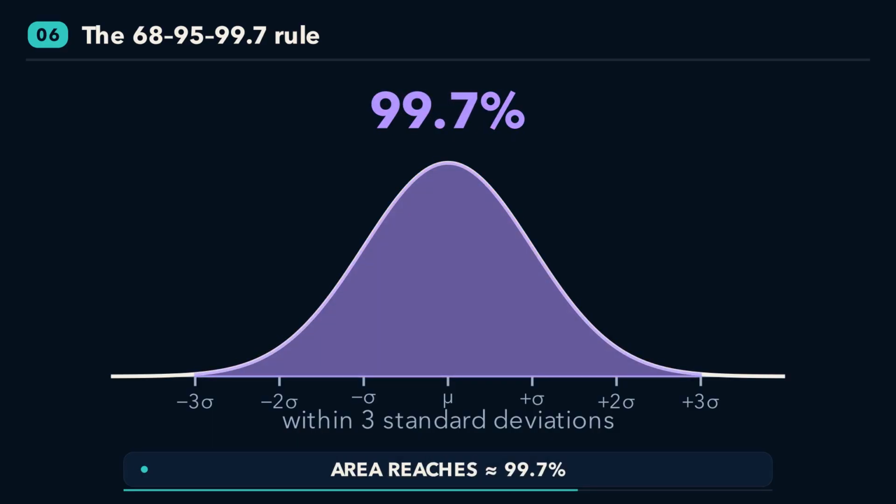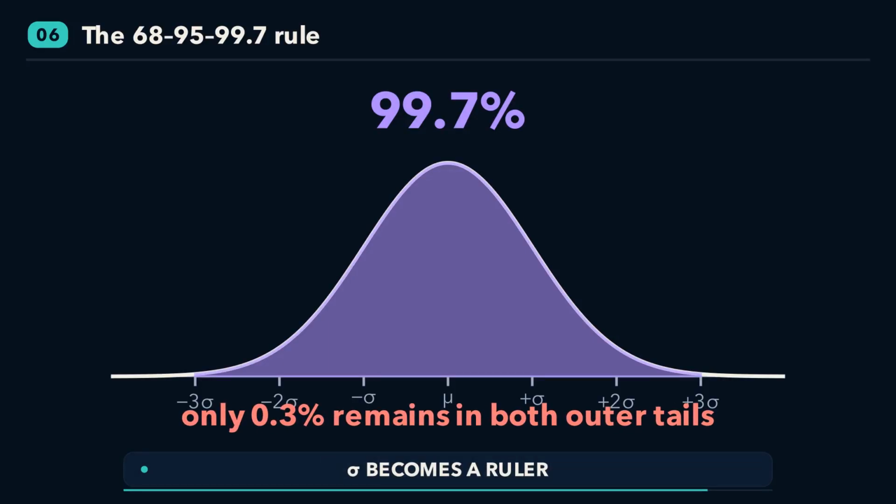It turns sigma into an intuitive ruler. 1 sigma is the busy center. 2 sigmas include almost everything you would usually expect. 3 sigmas leave only 0.3% in the two outer tails combined. These are approximations, but remarkably useful ones.